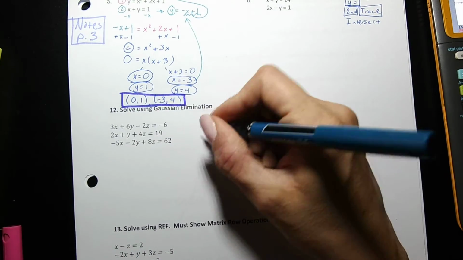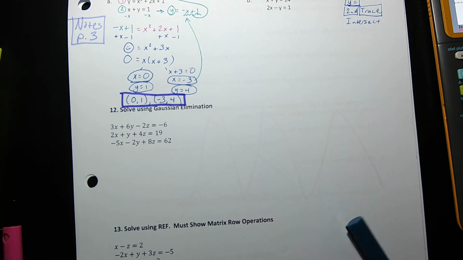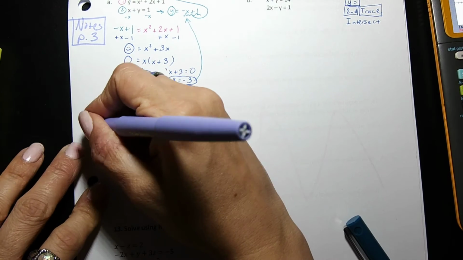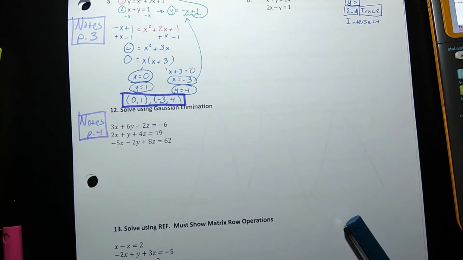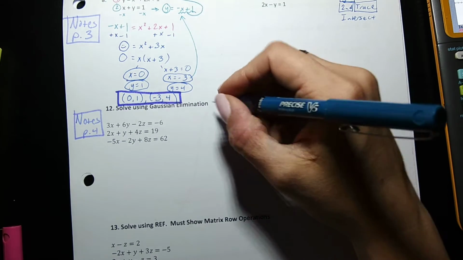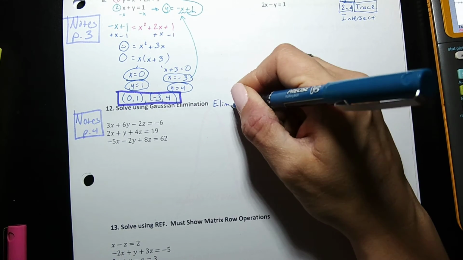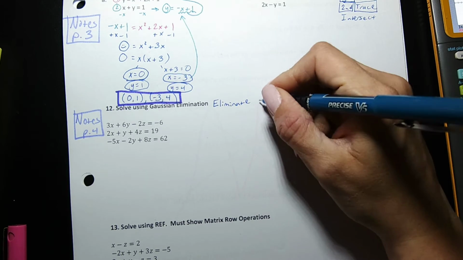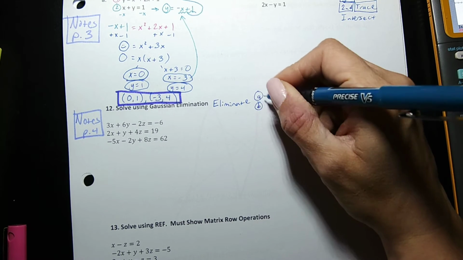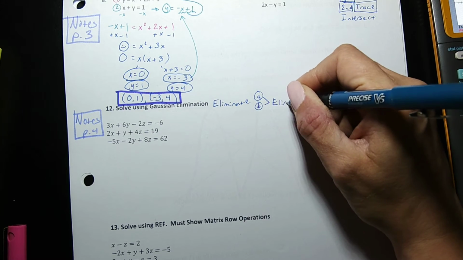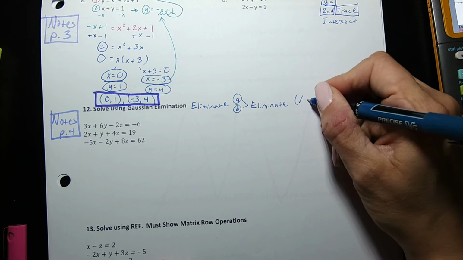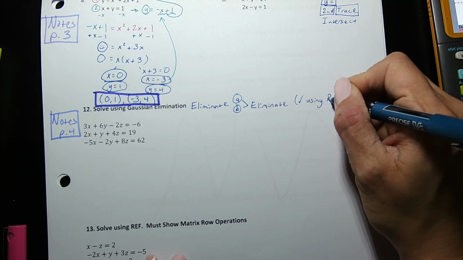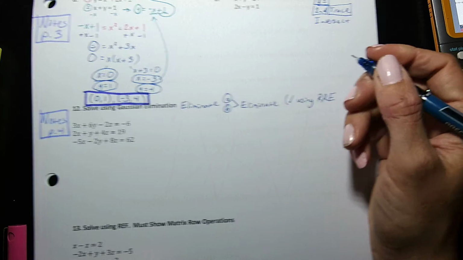All right, folks, elimination, Gaussian elimination. This is on page 4 of your Unit 1 notes. Gaussian elimination, we eliminate, we get our A and B equations, we eliminate again. You can check using reduced row echelon form on calculator.